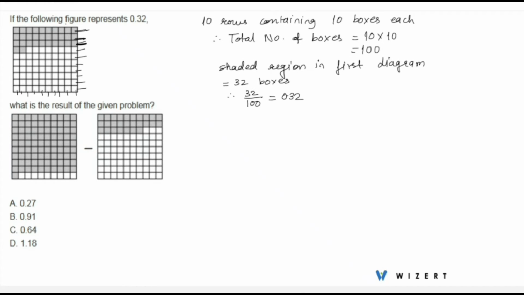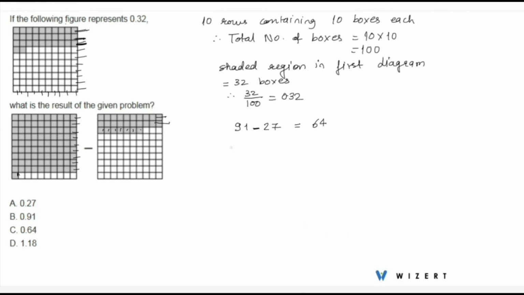Now let's look at this box. This box is 1, 2, 3, 4, 5, 6, 7, 8, 9. 9 rows are filled. Therefore 90 plus 1, so 91. Minus, in this second box 2 rows are filled. That means 2 into 10 is 20, 21, 2, 3, 4, 5, 6, 7, minus 27. So the subtraction of boxes is representing this subtraction, 91 minus 27, which is equal to 64.